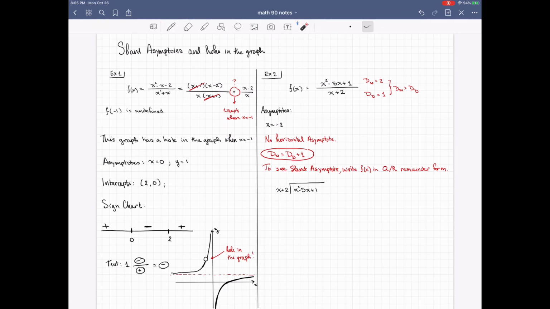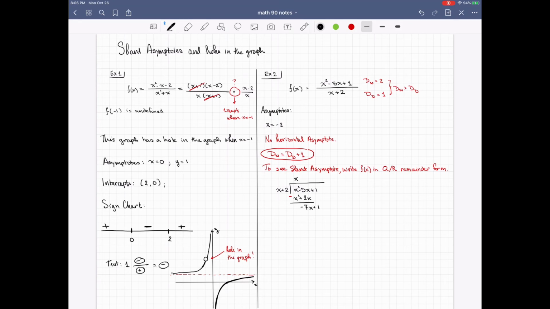So we're always looking at just the first terms. x would need to be multiplied by x to make x squared. We distribute. And then, of course, don't forget that in long division, we are subtracting. So we have x squared minus 5x minus (x squared plus 2x). So the x squareds cancel, which leaves us with negative 7x. Then we bring down the 1.